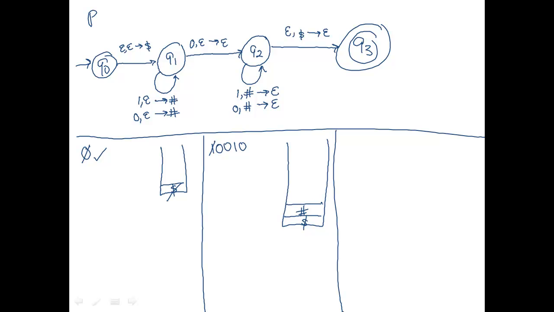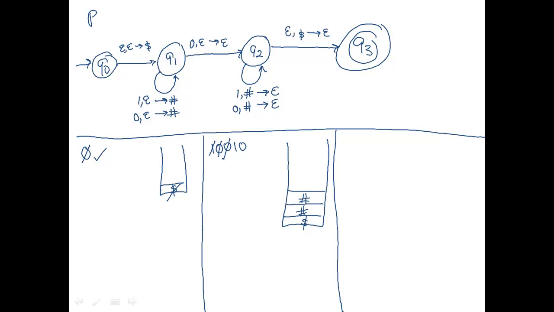Go back to Q1. I'm going to read a 0 from my input, nothing from my stack, and I'm going to push a pound symbol. Here, again, I could keep taking these loops, but that's going to cause a problem later. So my machine is non-deterministically going to guess the right path. I'm going to guess that this is the middle of the string. I read the 0, I read nothing from the stack, I push nothing to the stack, and I go to Q2.